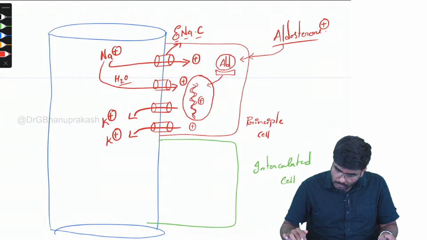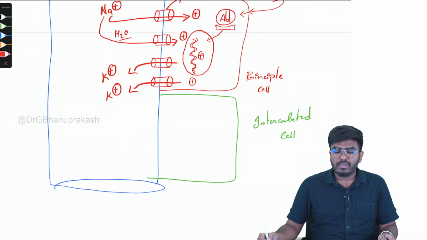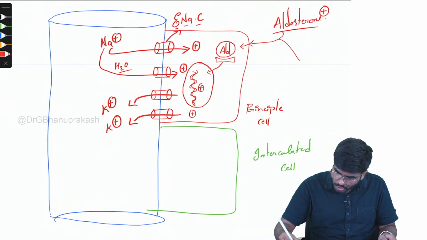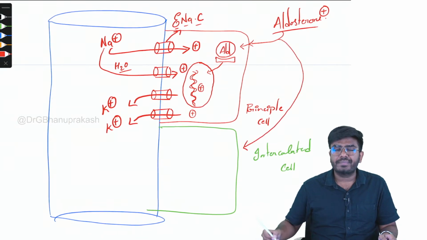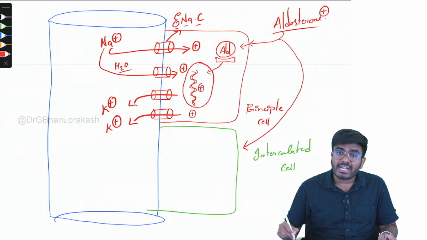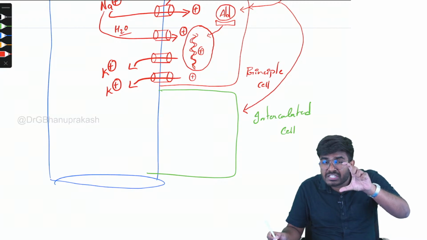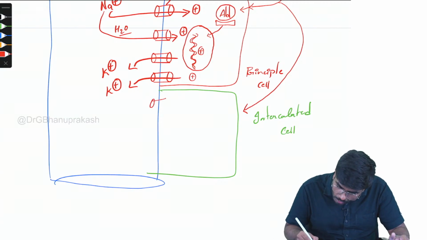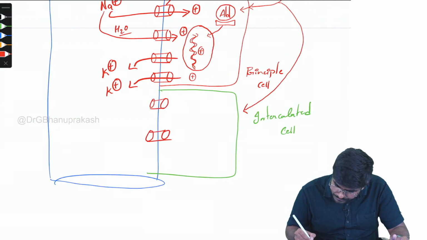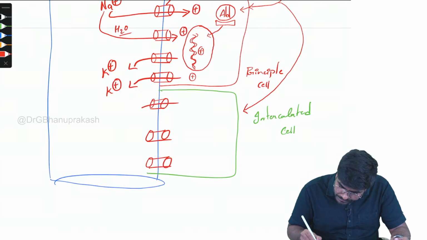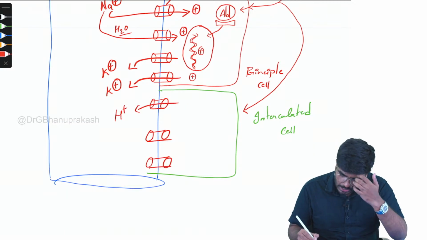Completed, sir. Now let's talk about the action of aldosterone on the intercalated cell. Whenever aldosterone acts on the intercalated cell, do you know what will happen? Aldosterone will bring the changes in such a way that intercalated cells are now excreting protons out.